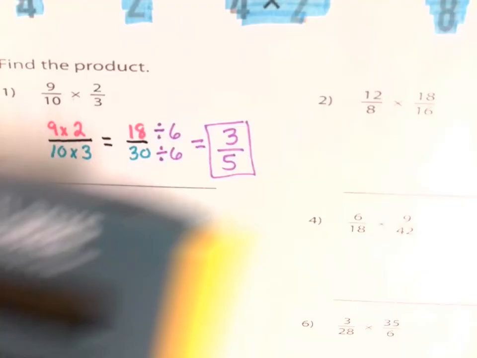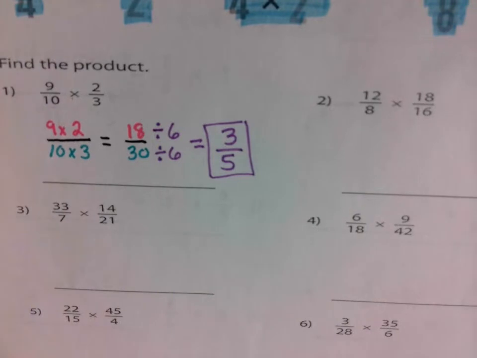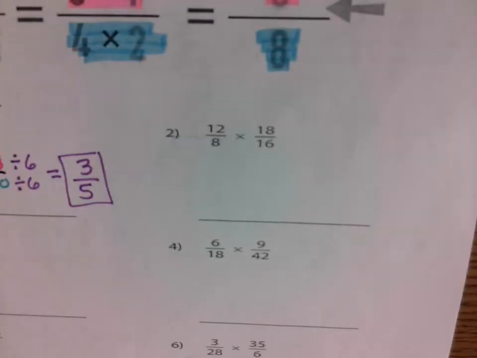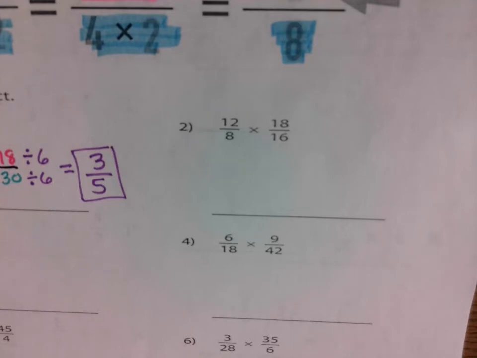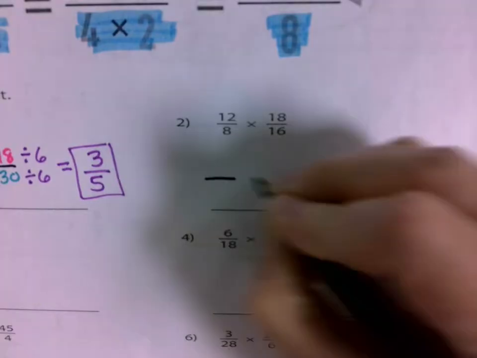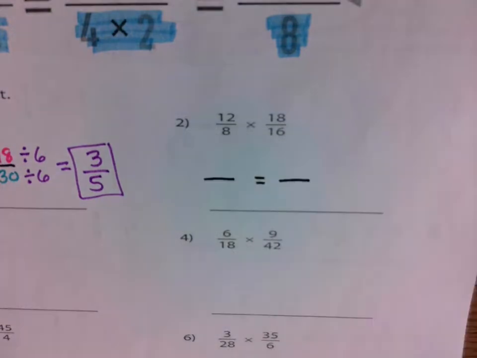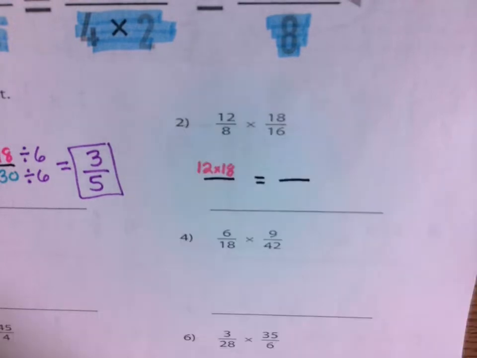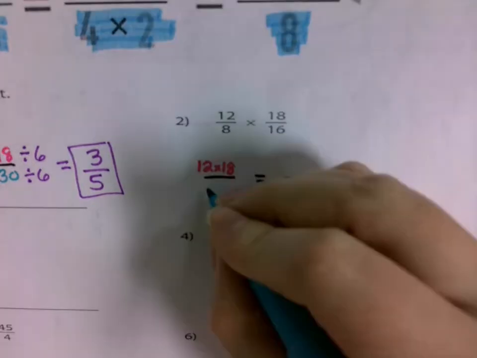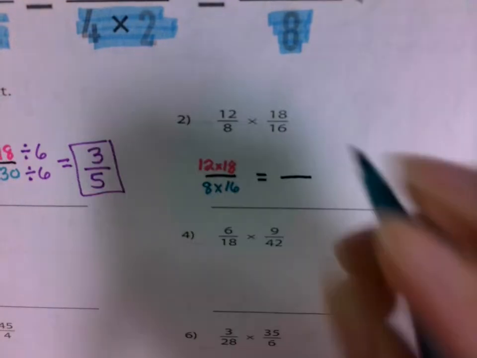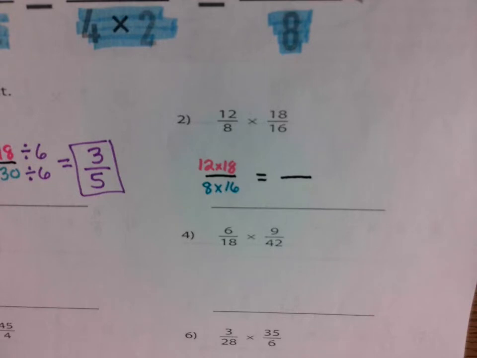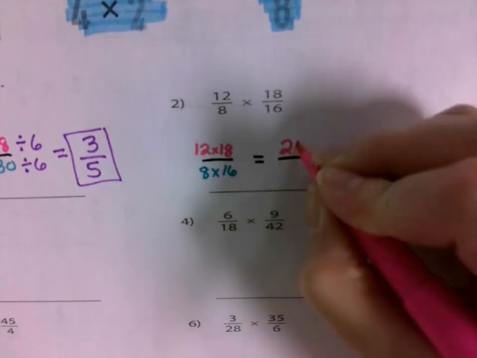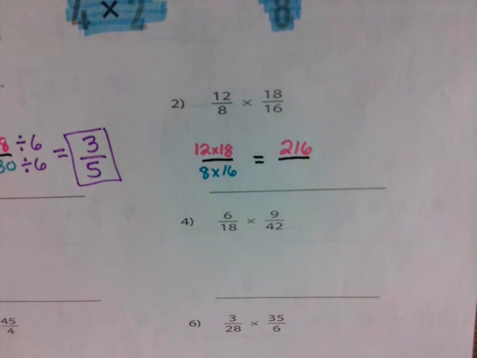Let's take a look at problem number 2. Again, you're going to focus on multiplying out those numerators. The numerators are 12 times 18. Then we're going to focus on the denominators. The denominators are 8 and 16. So 12 times 18 is going to give us 216. When we do 8 times 16, that's going to give us 128.